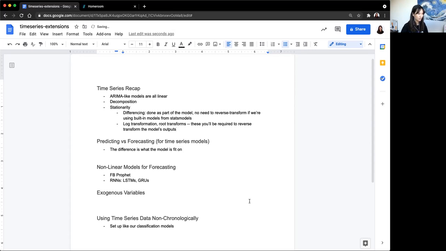What I wanted to focus a little bit more on, for those of you doing time series projects, are some of the things you can incorporate, or different ways of thinking about your data.